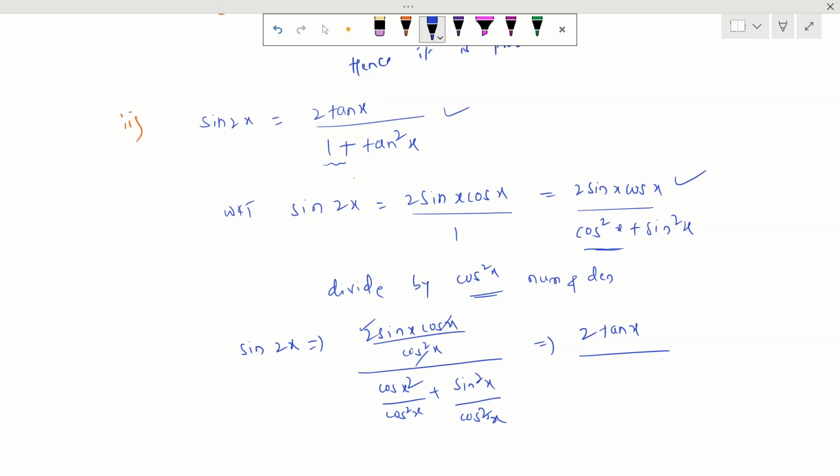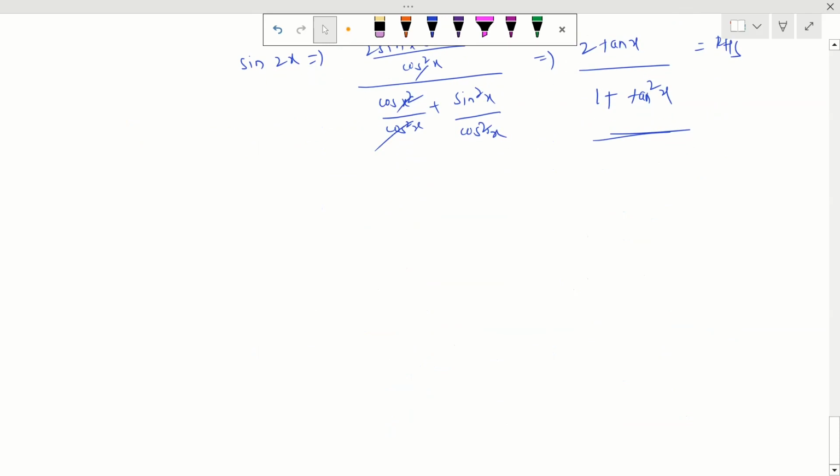In the denominator, cos square x divided by cos square x cancels, giving 1 plus sin square x by cos square x, which is the ratio tan square x. This is the RHS term, 2 tan x divided by 1 plus tan square x. Hence it is proved.